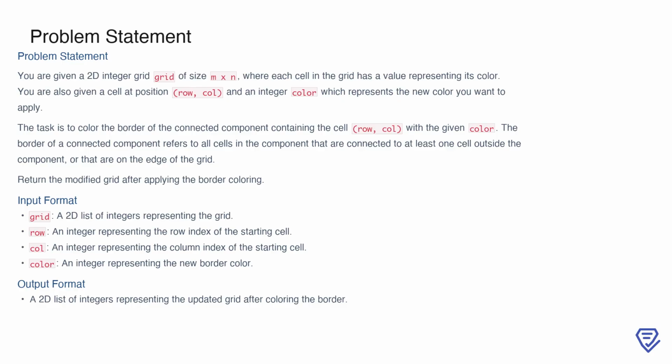A connected component is a group of cells with the same original color that are connected either horizontally or vertically. The border of this component includes all cells that are either on the edge of the grid or adjacent to cells outside the component with a different color. Finally, you'll return the updated grid, reflecting the changes made to the border cells.